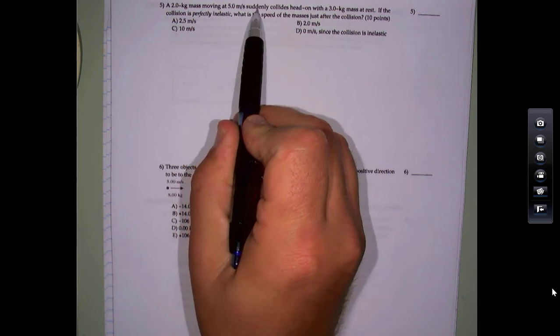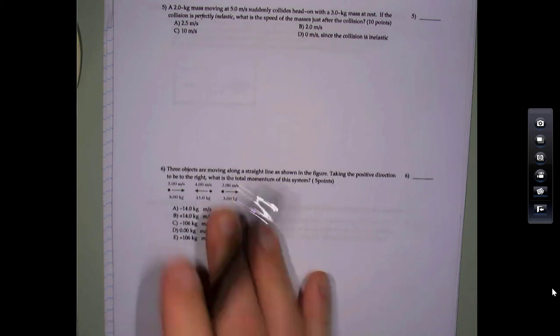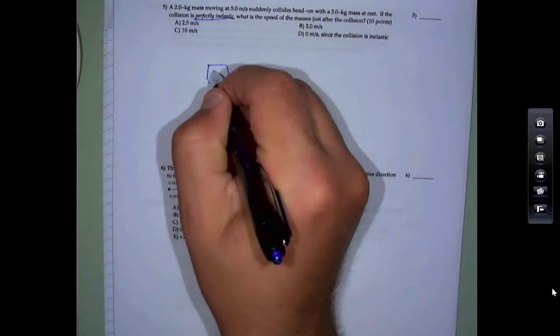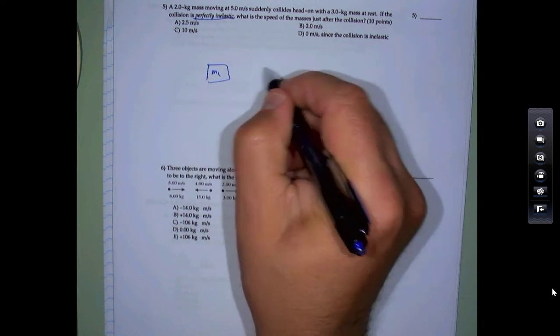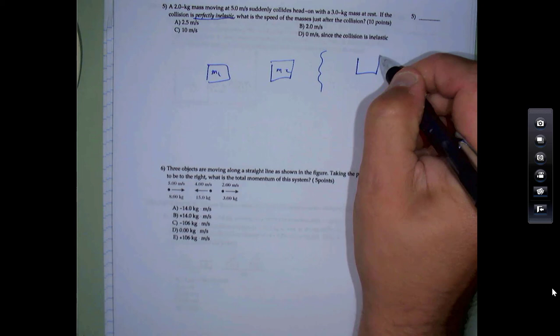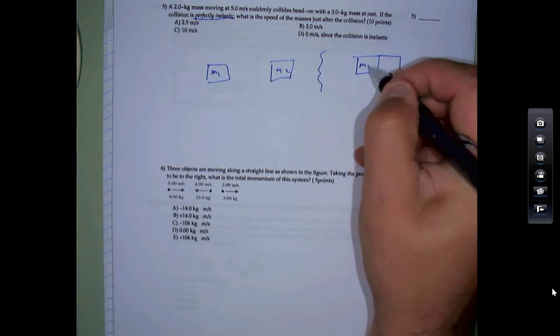A 2-kilogram mass moving at 5 meters per second suddenly collides head-on with a 3-kilogram mass at rest. If the collision is perfectly inelastic, okay, we know from the lab that means sticks together. What is the speed of the masses just after the collision? Okay, so you'll definitely have a sticks together type collision. Why don't I call this one like mass 1, mass 2, and then over here they stick together. So this is the initial situation. This is the final situation.